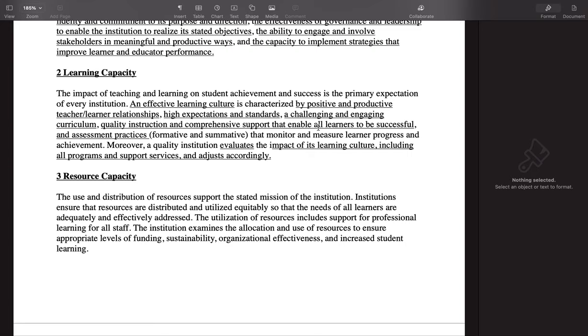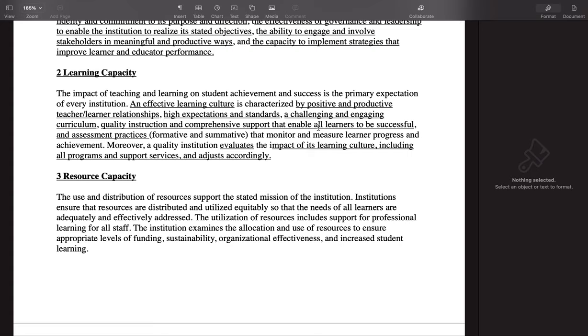Additionally, it looks at assessment practices, both types of assessments, formative and summative, and how these assessments are monitored and measured in order to clearly measure the learner progress and achievement. Moreover, the institution evaluates the impact of its learning culture, including all programs and support services, and adjusts accordingly.